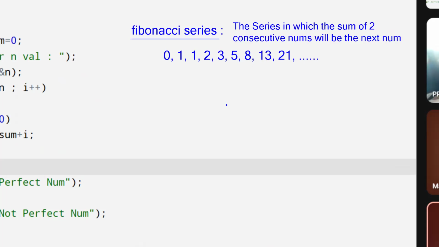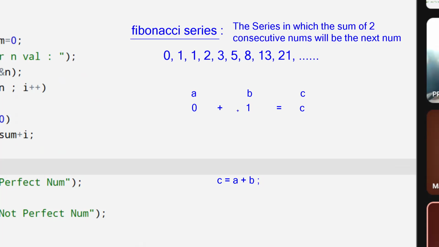Now they will ask, how can we implement the code? Take two variables, suppose A, B. For adding into C, the logic is easy. First take the first two values directly, 0 and 1, into A and B. Just add both and put it in C. So the first step is: add A plus B and put it in C.